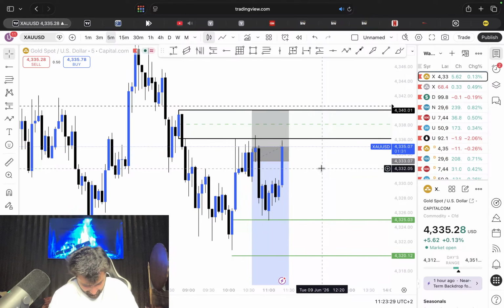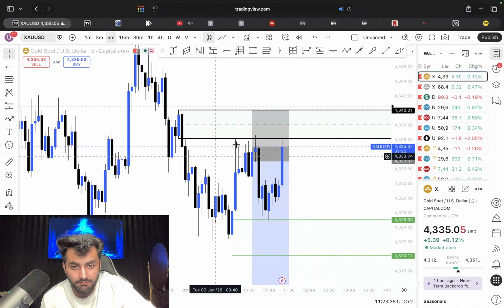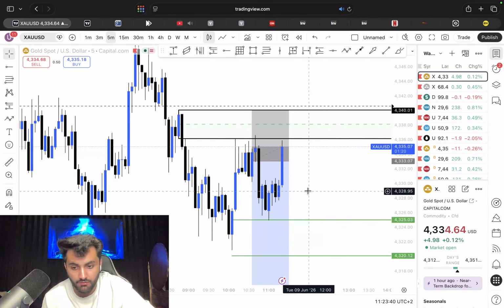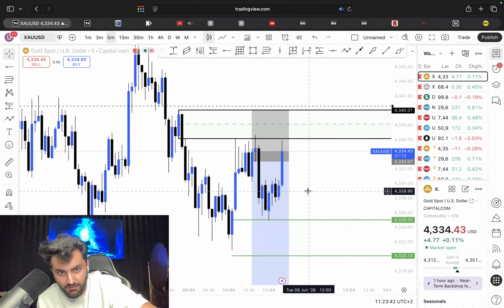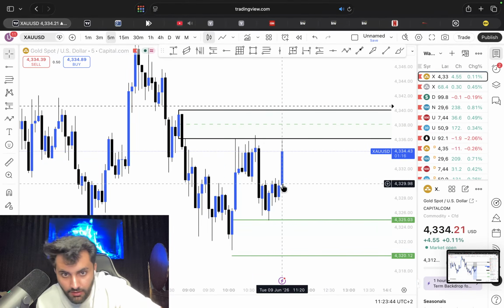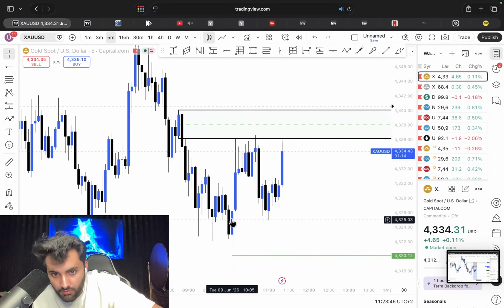We might do another one, guys. Just wait. We'll tell you. Okay, so this trade is done. We hit TP1 and then we reversed. So that's that for this trade. We're done.